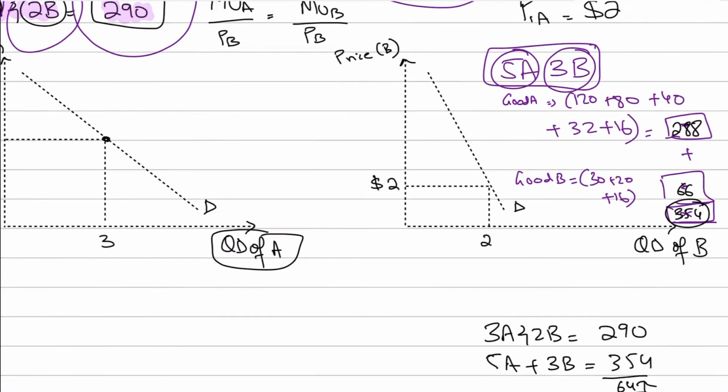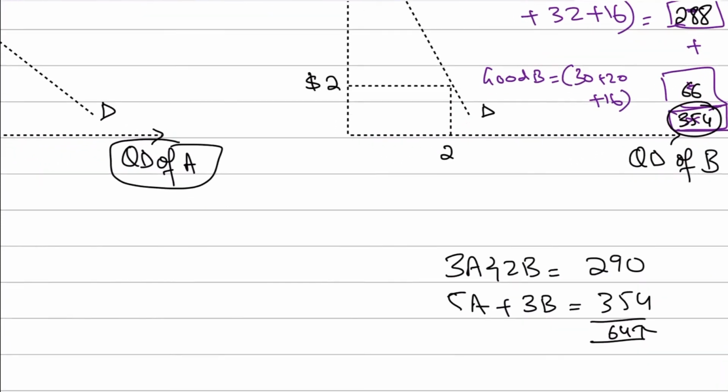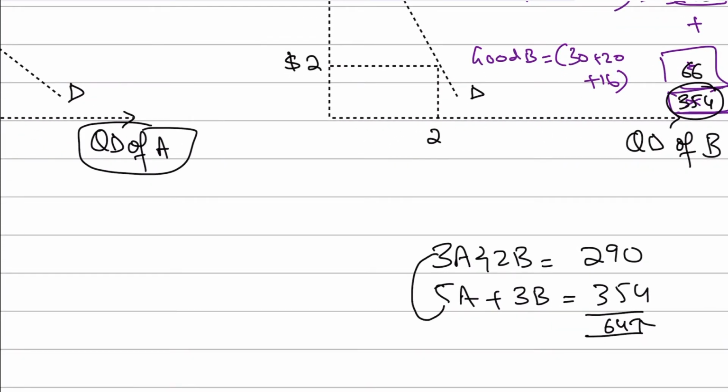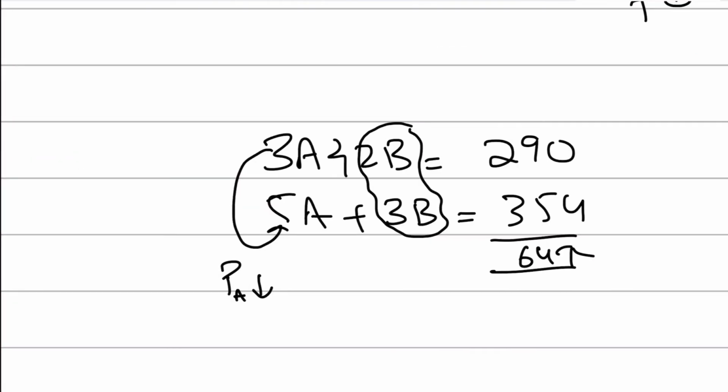Wow, that's great. So if you ask me why he ended up buying more units of A, it is because the price of A simply went down. So the reason why he ends up buying more units of good A is simply because the price of good A fell. Since the price of good A goes down, he ends up buying more units of good A.